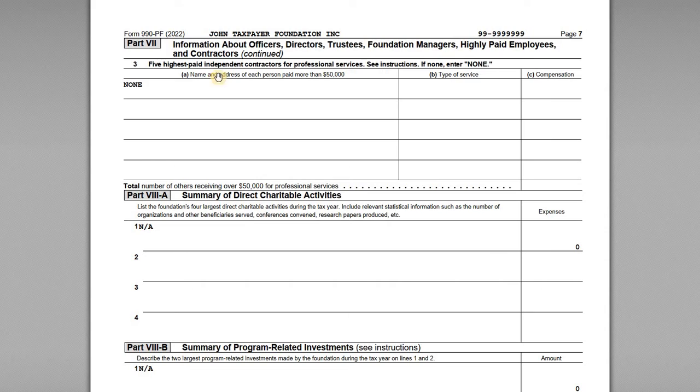More information about the independent contractors. So list the 5 highest paid independent contractors for professional services, and list each person paid more than $50,000. Now, person is an individual or a company. So if you paid legal fees of $75,000, put down the lawyer here, right? What's the law firm, type of service, and the amount you paid them. In our case here, we did have some independent contractor payments, but nothing amounted to more than $50,000.